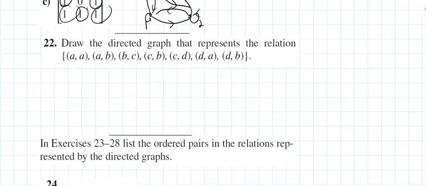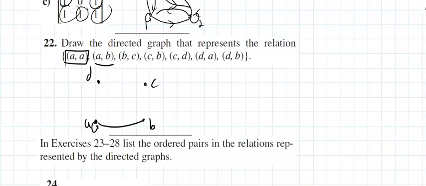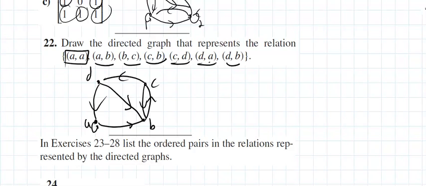22. Draw A, B, C, D. Well, let's see. A. You could do this in any order. A, B, C, D. A runs to itself. A runs to B. B runs to C. C runs to B. C runs to D. D runs to A. And D runs to B. There we go.